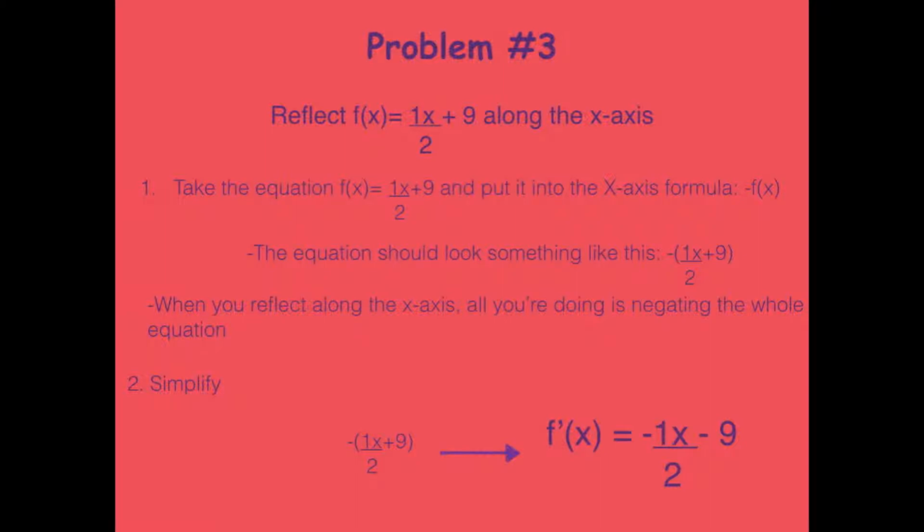So now you just simplify. A negative times 1/2 x is negative 1/2 x, and a negative times 9 is negative 9. So now the equation is negative 1/2 x minus 9.